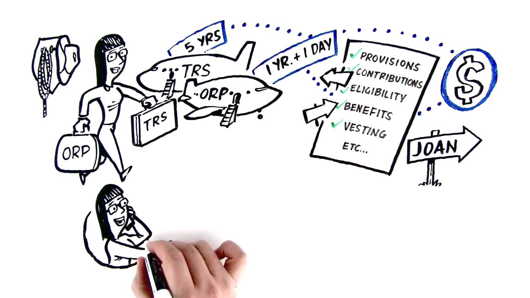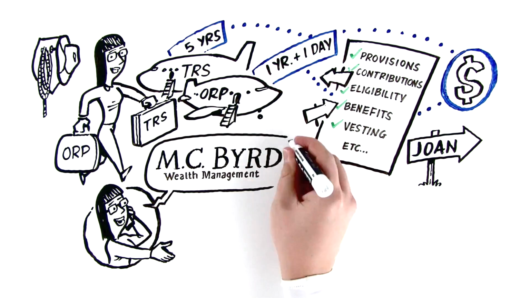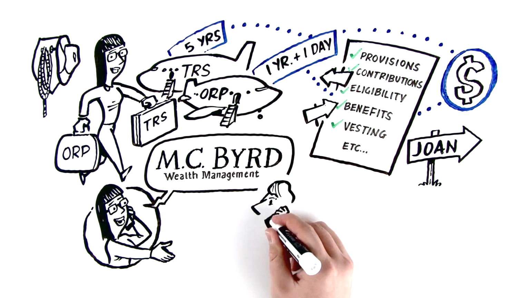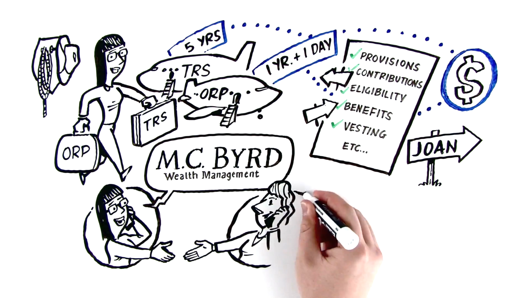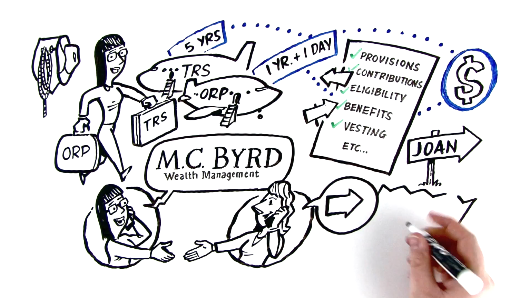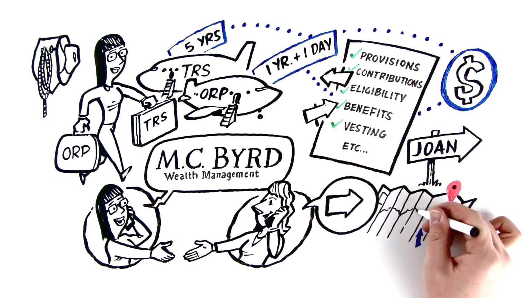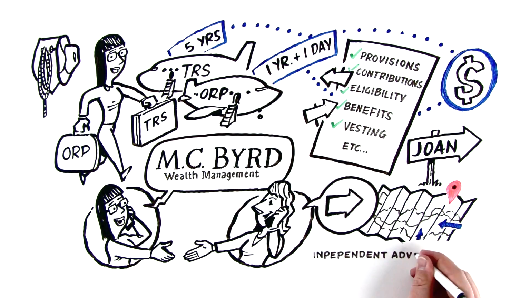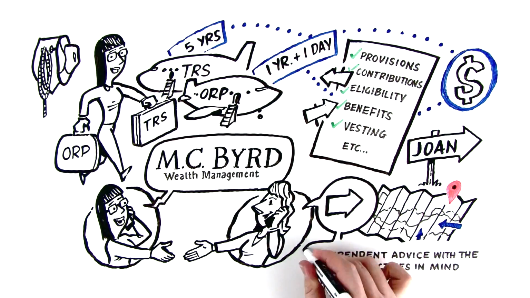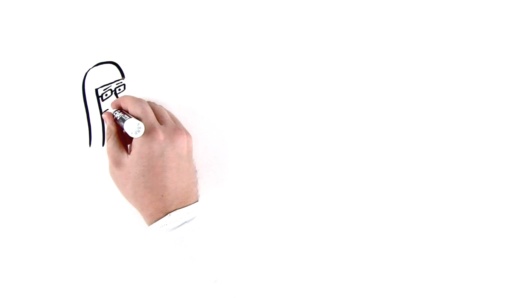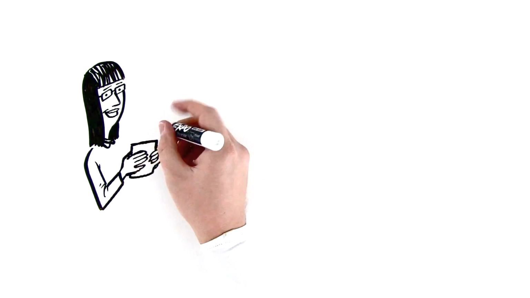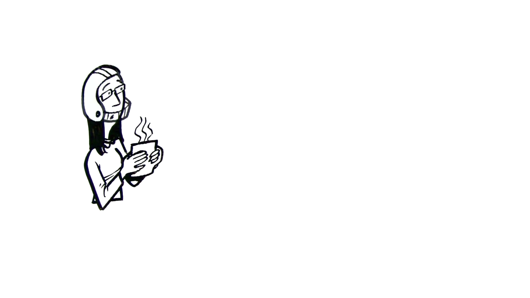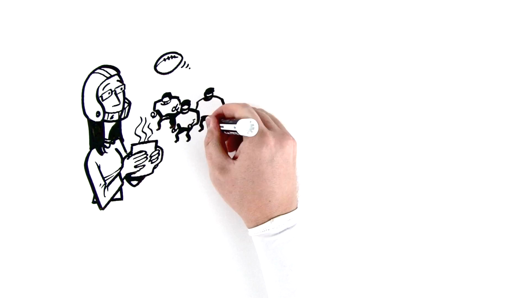Joan just needs to call MC Byrd Wealth Management. They have the experience to help Joan with not just making her decision, but evaluating and guiding her decision-making process. MC Byrd Wealth Management's core message is independent advice with the client's objective in mind. Now Joan has the retirement setup that works for her, and she can relax and think about her next big hurdle, tackling her first semester's teaching curriculum.